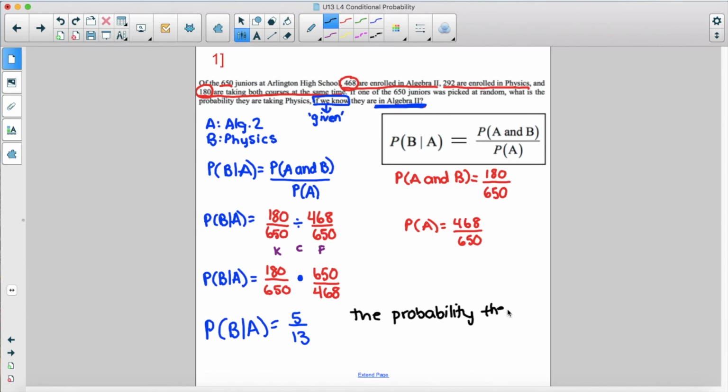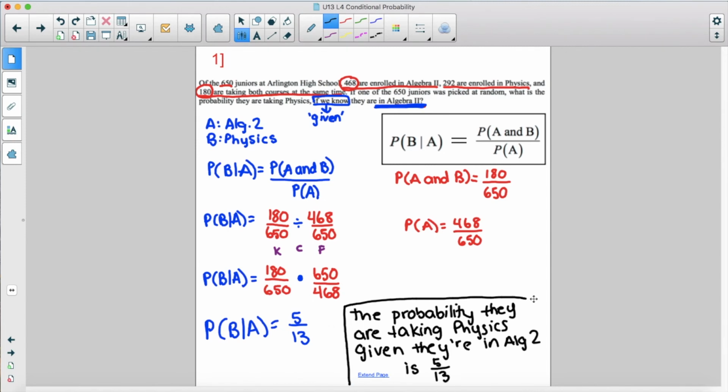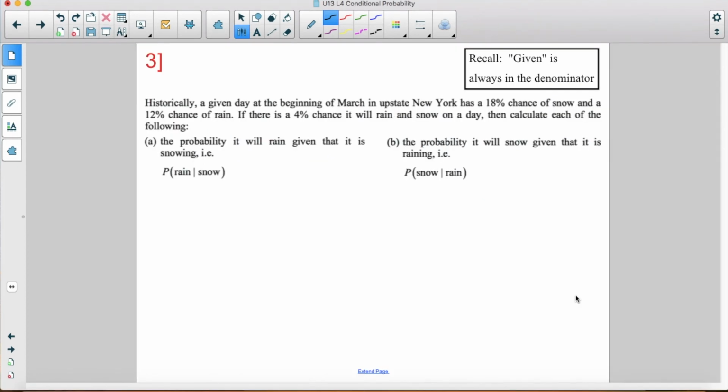they are taking physics given they're in Algebra 2 is 5 over 13. So that would be a nice little explanation. Moving on. Okay, so let's do another one.